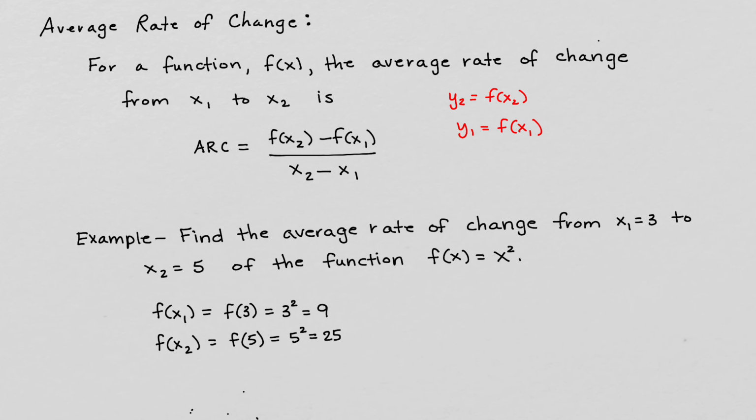All right, so my average rate of change is 25 minus 9 over 5 minus 3. And that's going to be 16 over 2, which is 8. And that is my final answer.